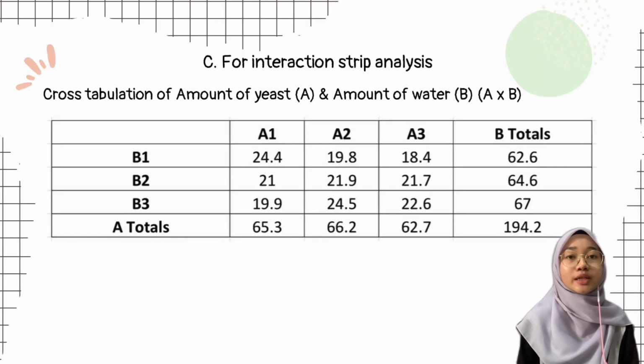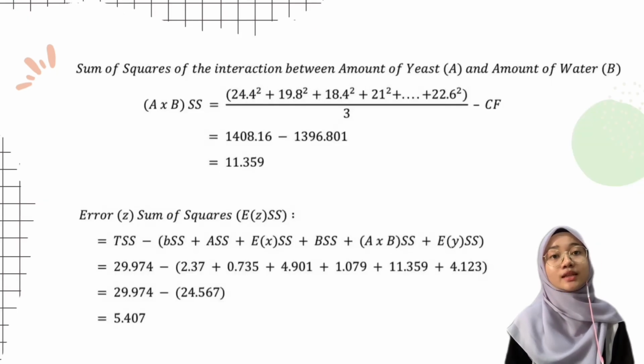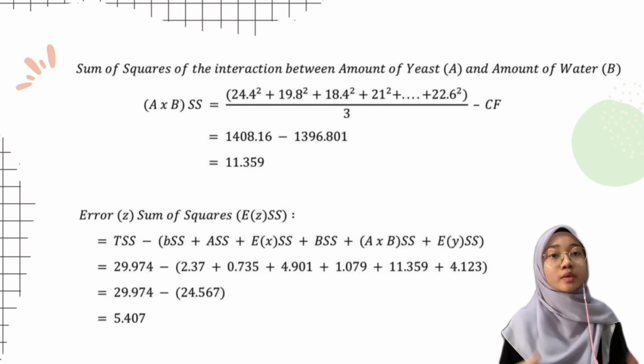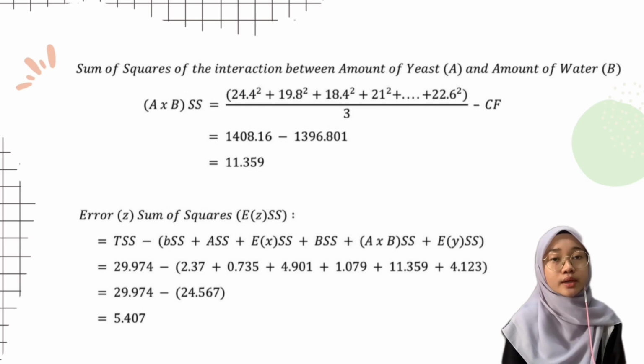And the last part is for interaction strip analysis. This is the cross tabulation of amount of yeast and amount of water. These are the calculations for the sum of square of the interaction between amount of yeast and amount of water, and also error sum of square.